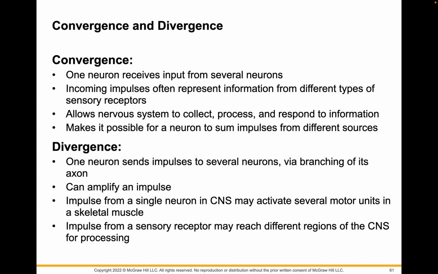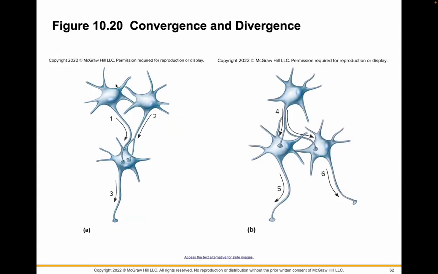Okay, well, anyway, convergent is when one neuron receives input from several neurons. So these incoming impulses represent information from different areas, different receptors, and the nervous system can collect, process, and respond to all that information. It makes the neuron able to sum all those impulses. Divergence is one neuron sends impulses to several neurons and it branches out, and this could amplify an impulse. The impulse from that sensory receptor could reach different regions of the central nervous system for processing. So this is convergent, coming together as one, and divergent, branching off into more than one.